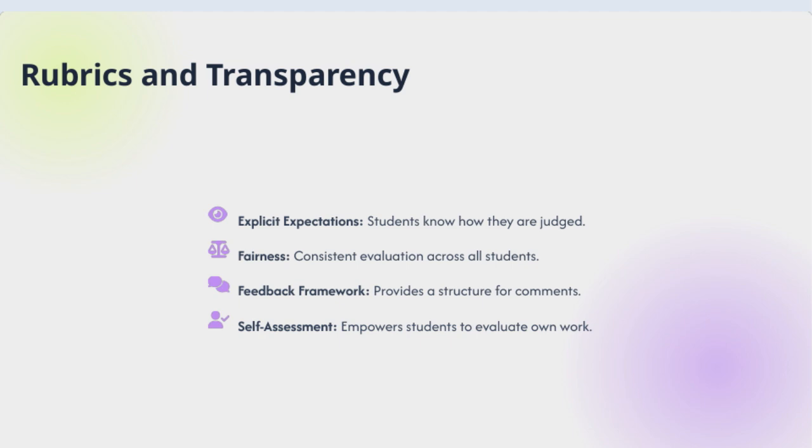Finally, rubrics and transparency tie all these elements together. Clear rubrics make expectations explicit, so students know what's required to succeed. Transparency builds confidence and ensures that assessments are fair and understandable. All these components, self-assessment, feedback frameworks, fairness, explicit expectations, and rubrics, work together to create a fair, clear, and empowering assessment environment. They support the overall goal of helping students learn and grow effectively.